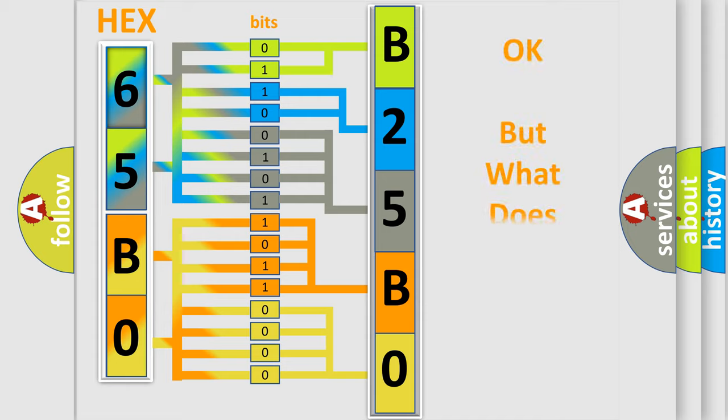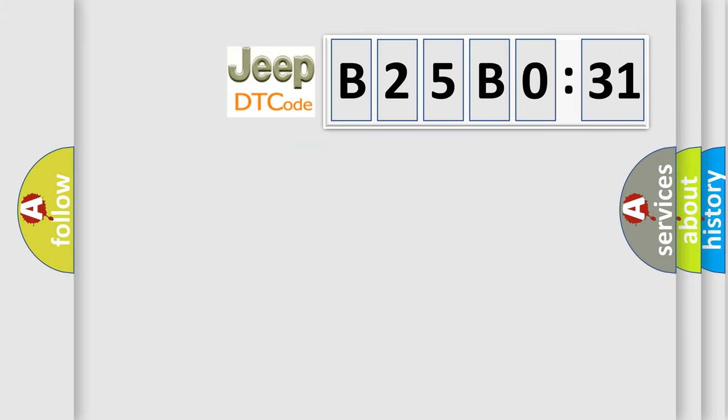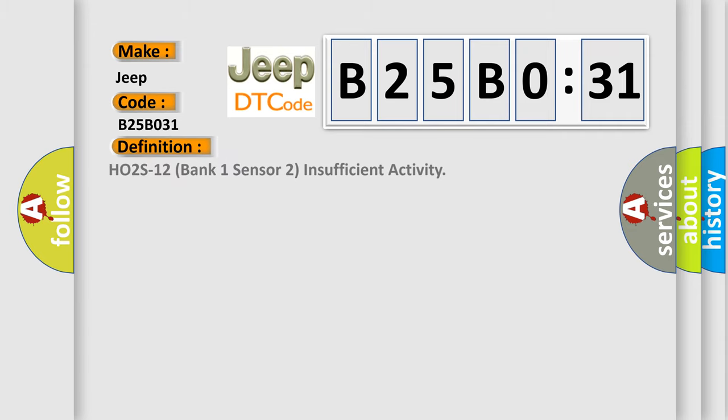The number itself does not make sense to us if we cannot assign information to what it actually expresses. So, what does the diagnostic trouble code B25B0-31 interpret specifically for Jeep car manufacturers? The basic definition is HO2S12 bank 1 sensor 2 insufficient activity. And now this is a short description of this DTC code.